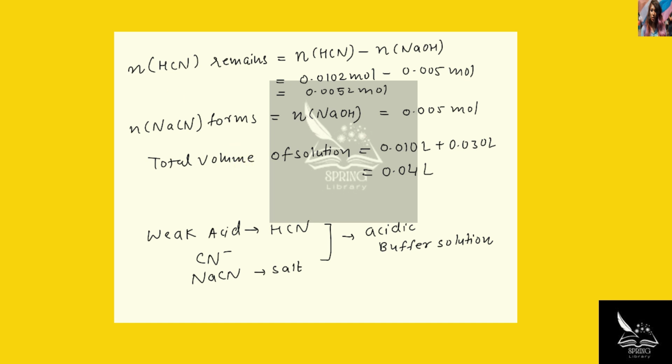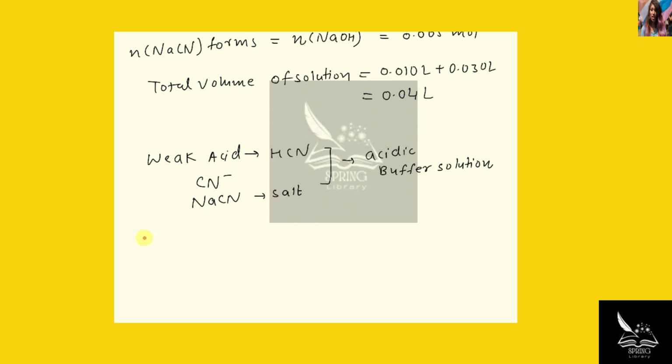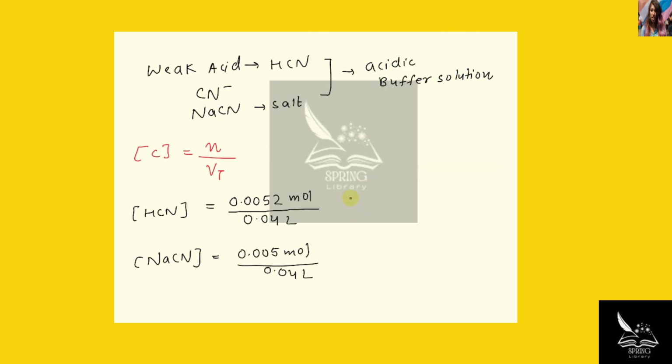Therefore, first of all, before calculating the pH of the solution, we need to calculate the concentration of HCN and NaCN, as the concentration will be given by the moles over total volume. We can substitute the values for both here. On solving, we get the concentration of HCN equal to 0.130 mole per liter, and the concentration of NaCN equal to 0.125 mole per liter.